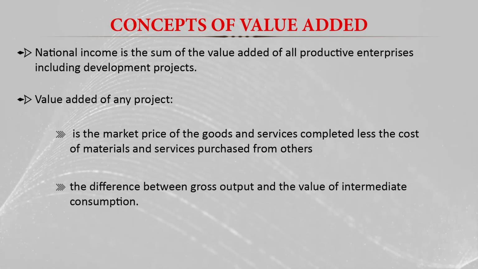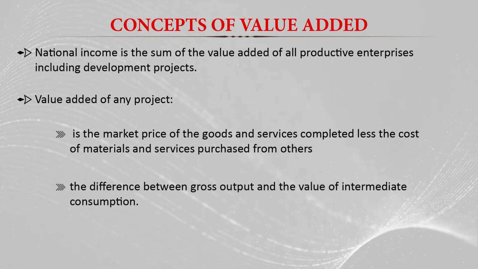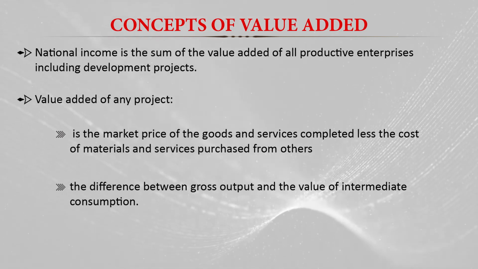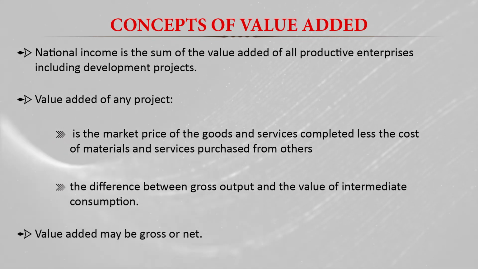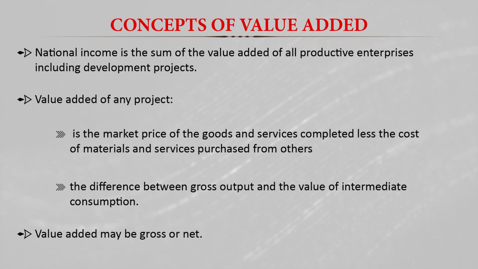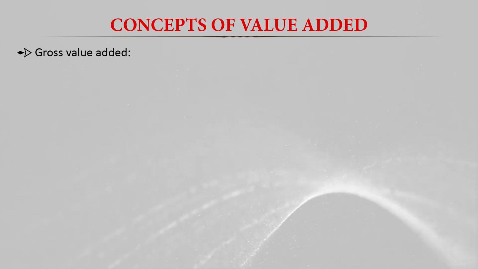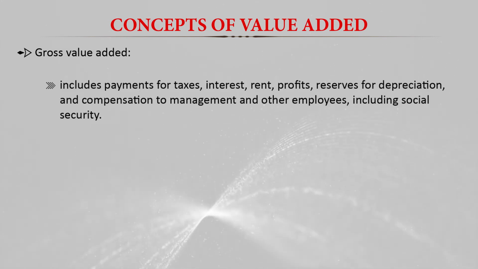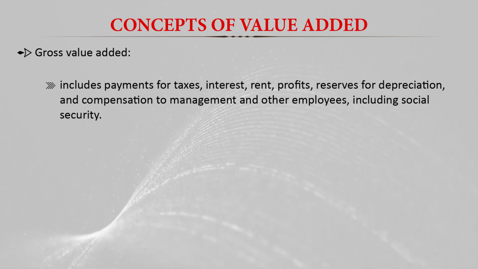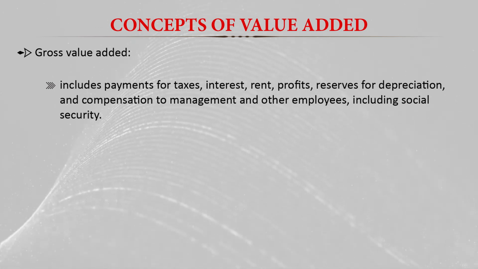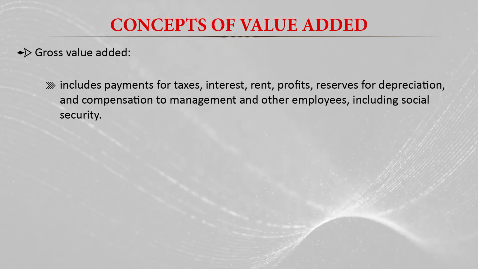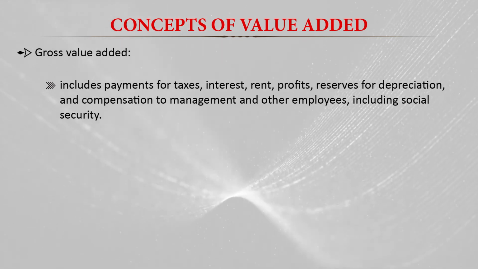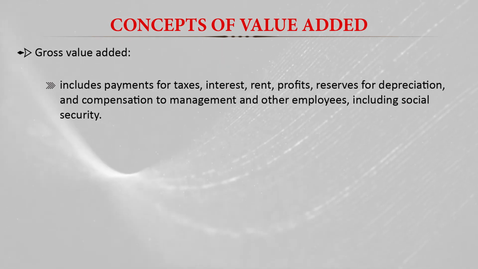So it is basically the difference between the gross output and the value of the intermediate consumption which is used for the production activities. So value added may be the gross or the net value added. Both concepts are there. And gross value added includes payment for taxes, income, interest, rent, profit, reserves for depreciation, and compensation to management and other employees, including social security. So all such types of payment are also included in the gross value added.